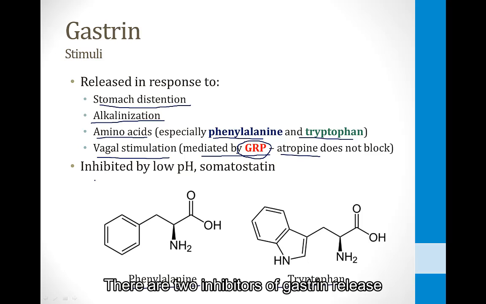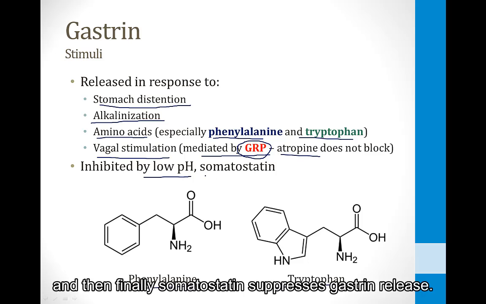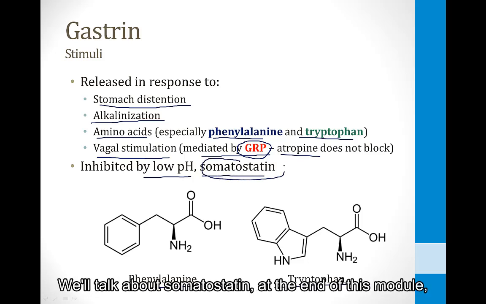There are two inhibitors of gastrin release that you should know. One is a low pH. When the pH starts to fall, that signals that food has left the stomach and gastrin release declines. And then finally, somatostatin suppresses gastrin release. We'll talk about somatostatin at the end of this module.